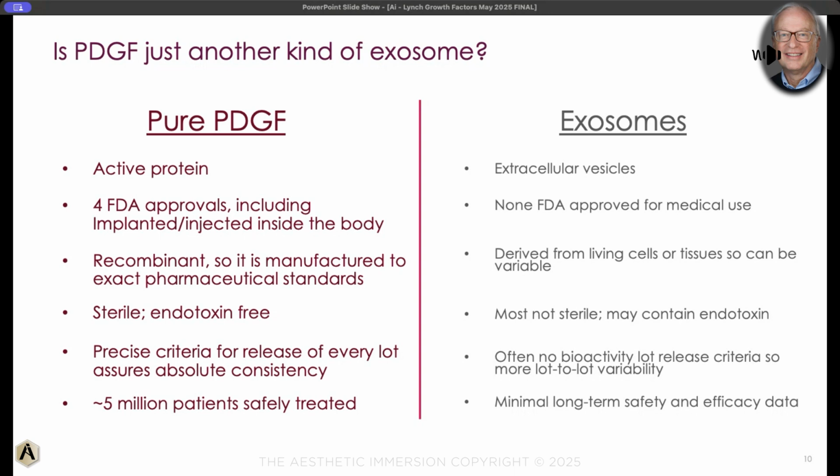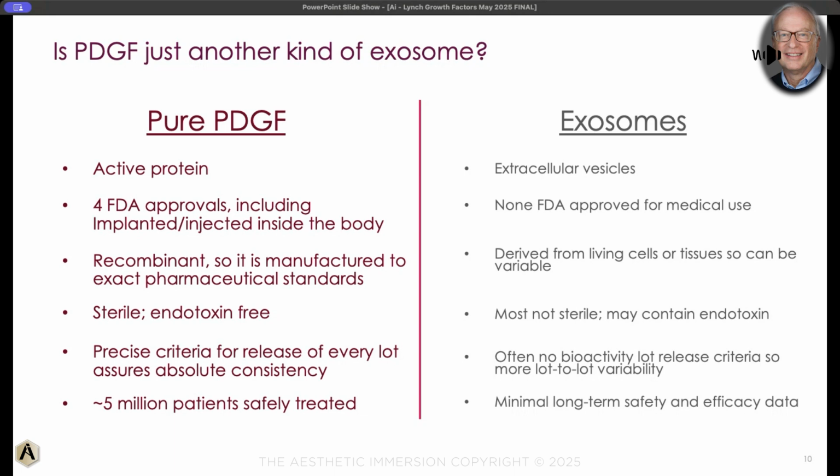I would go on just to say, none of the exosomes have received FDA approvals, many of those exosome companies, and I'm not here to say negative things against exosomes, so I'm going to apologize a little bit, but I just want people to understand the facts, because there is a lot of misinformation out there. So none of them are FDA approved.